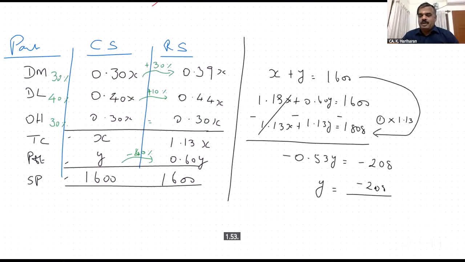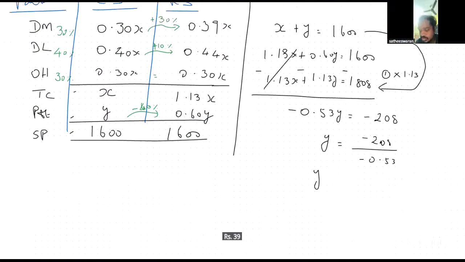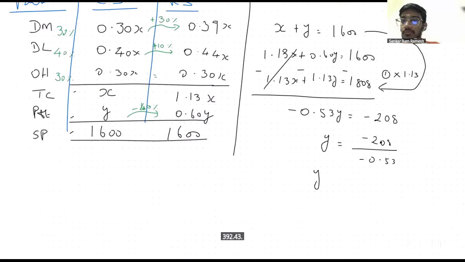Therefore, y is equal to how much now? 392.45. Round it off. 392.45.